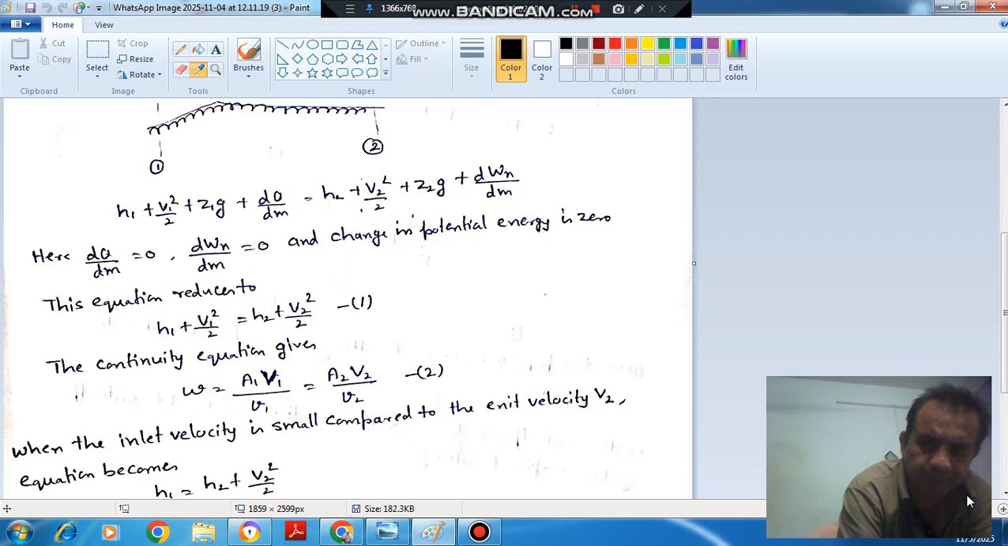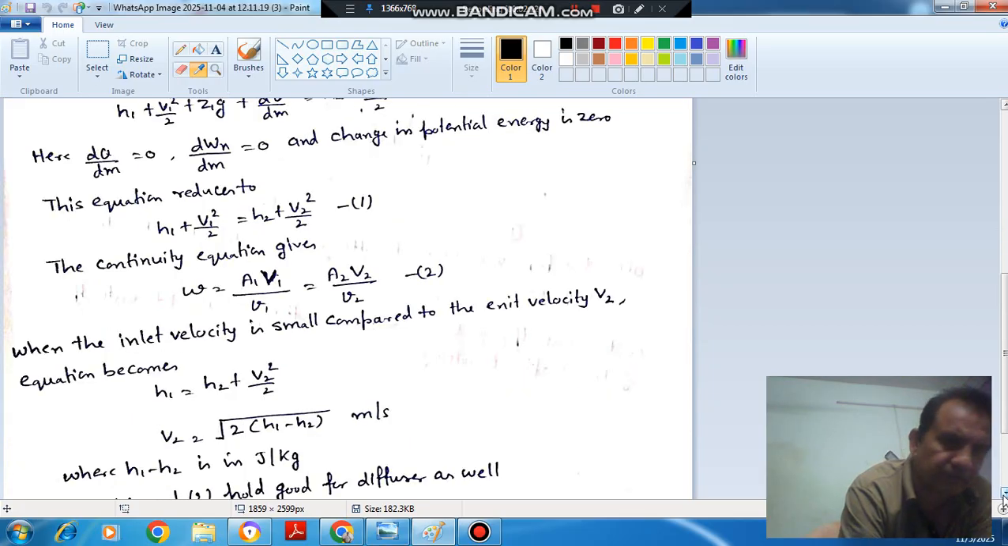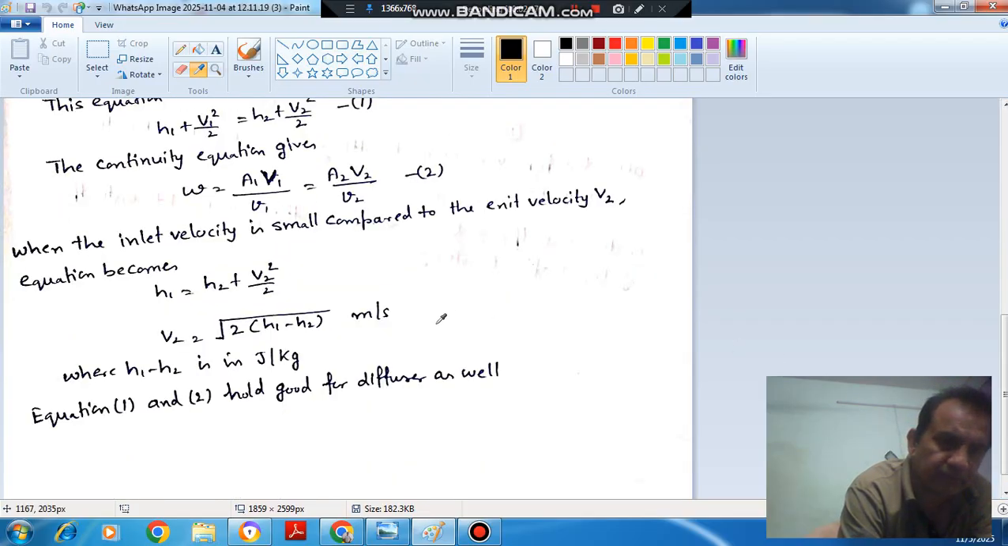If at the inlet the velocity is very small compared to the outlet velocity, we can take v1 equal to 0, so we will find out v2. So v2 will be root of 2 times (h1 minus h2) within brackets. If h1 minus h2 is in joule per kilogram, then v2 will be in meter per second. So now this is the case of a nozzle.